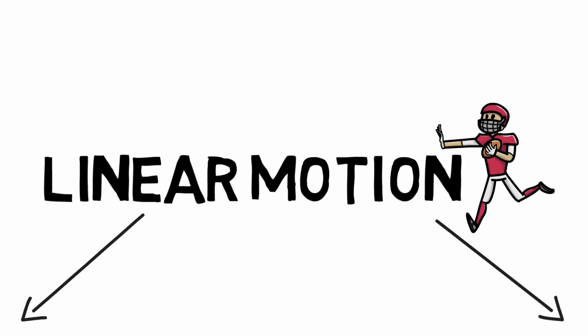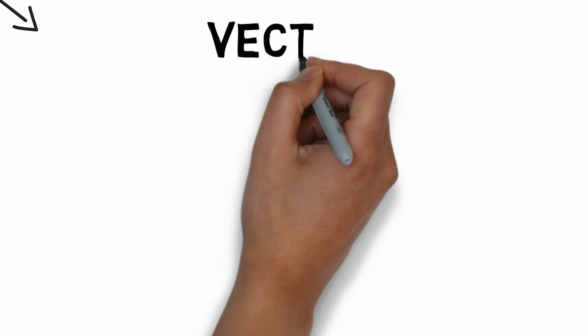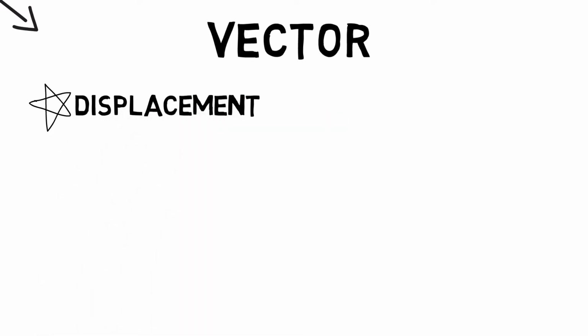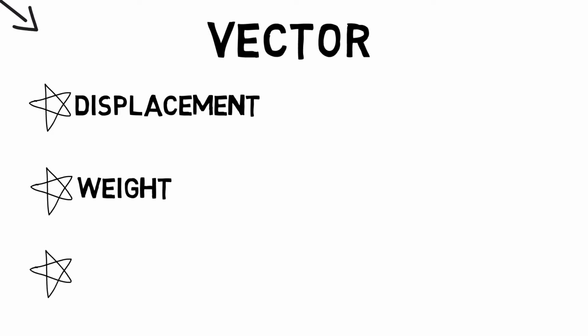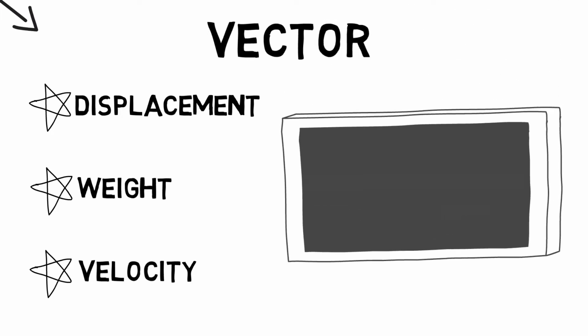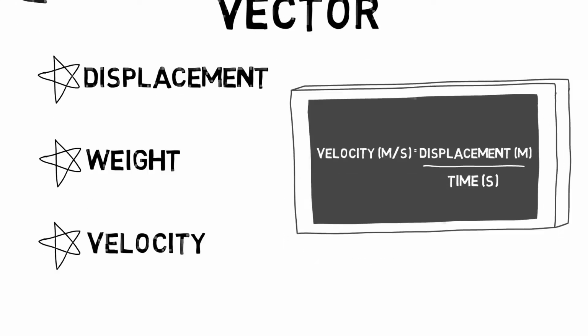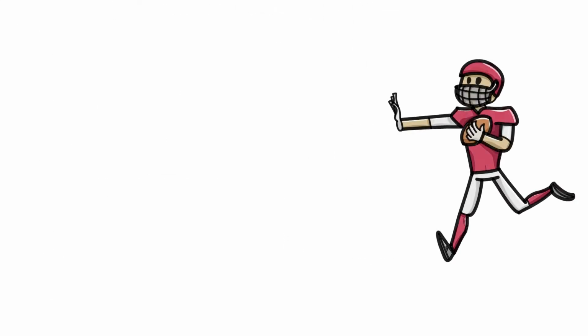Whereas vector quantities are described by values and direction. Instead, we now have displacement, which is the shortest distance from start to finish of a movement, such as the crow flies. Weight, which is the force a mass feels due to gravity. And velocity, which is the rate of change of displacement. For example, velocity equals displacement over time. If we use our sprinter as an example again, they will not be able to run at the same speed from start to finish.